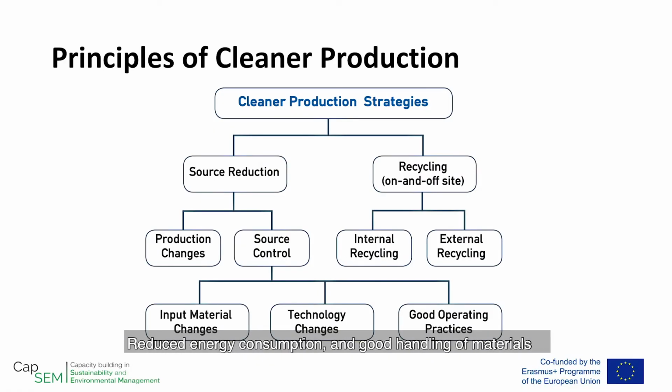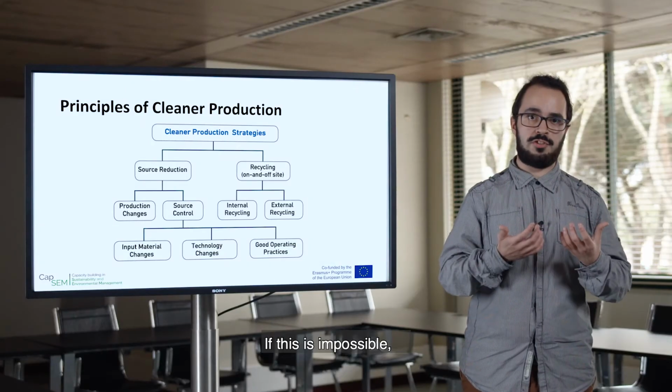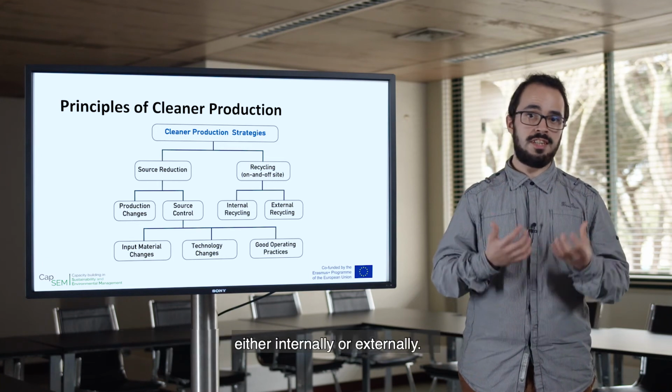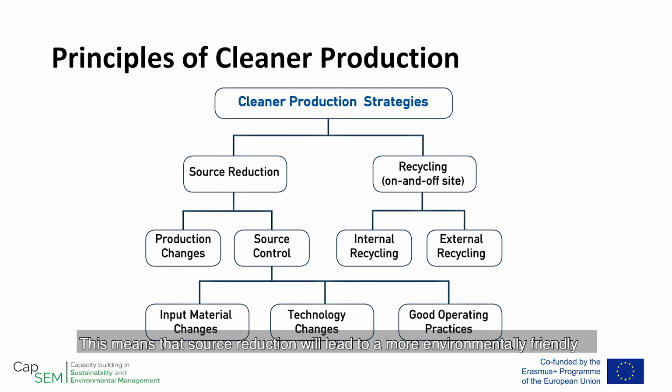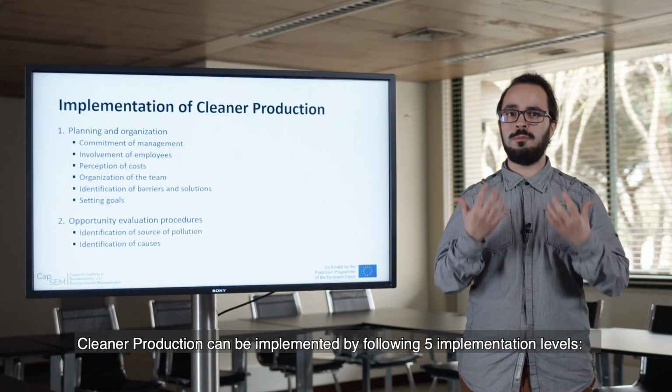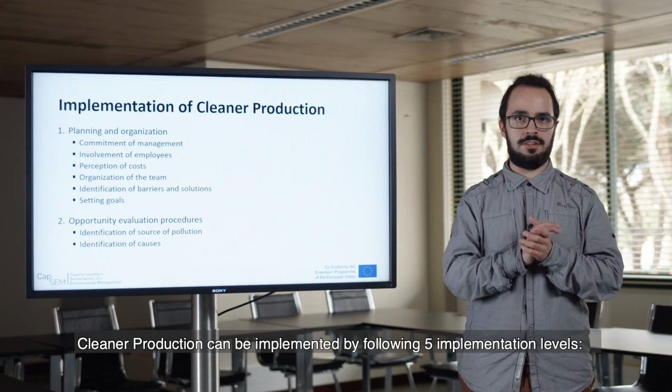Reduced energy consumption and good handling of materials will also reduce the cost affiliated with handling and disposal of waste. If this is impossible, the generated waste or the excess material should be recycled either internally or externally. This means that the source reduction will lead to a more environmentally friendly and more cost-effective production than recycling. Cleaner production can be implemented by following 5 implementation levels.